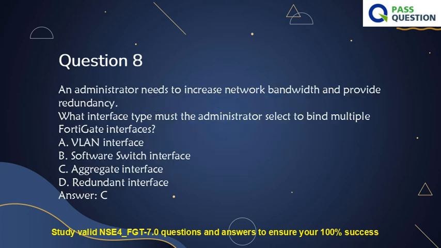Question 8. An administrator needs to increase network bandwidth and provide redundancy. What interface type must the administrator select to bind multiple FortiGate interfaces? A. VLAN interface. B. Software switch interface. C. Aggregate interface. D. Redundant interface. Answer: C.